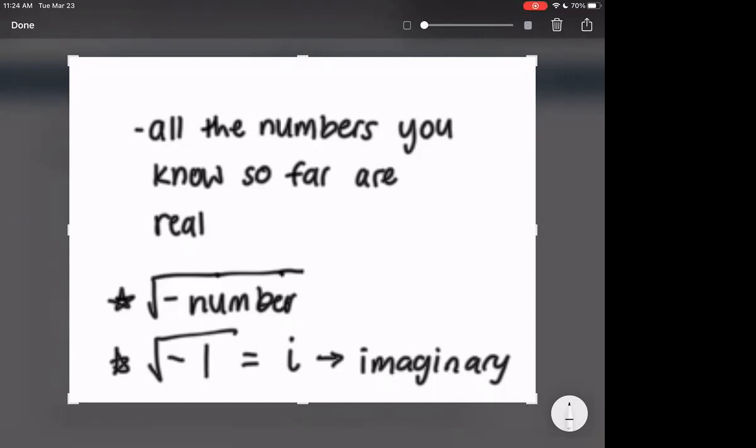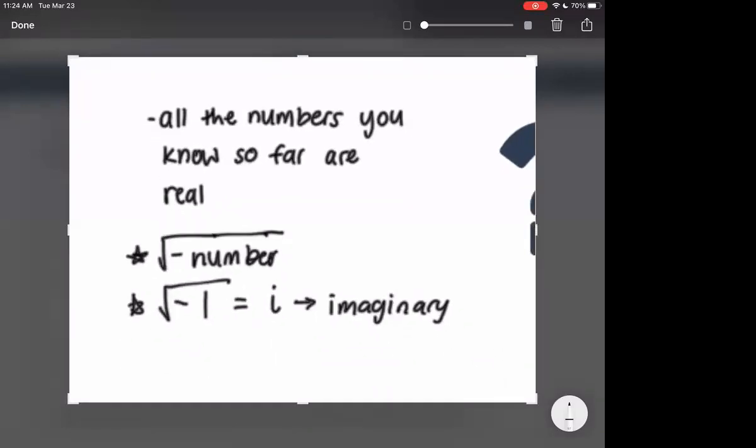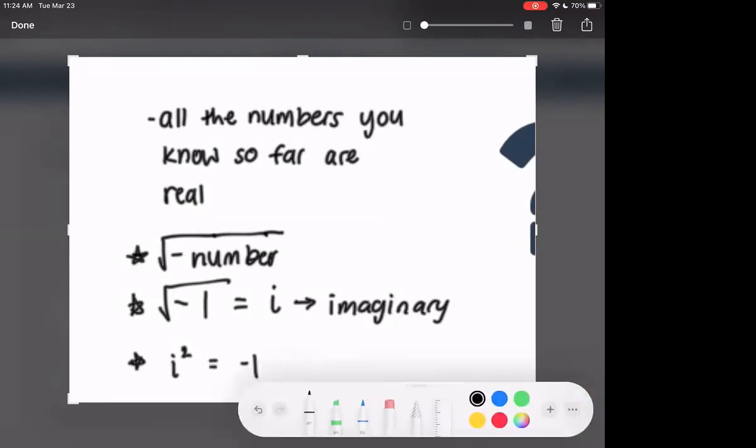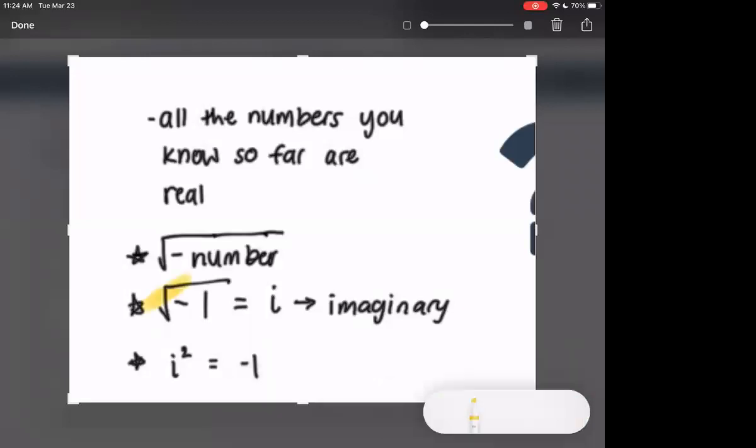So if the square root of -1 is i, that also means that i squared is -1. These are the important bits that you need to know: the square root of -1 is i, and i squared is -1. So keep that in mind. Now let me zoom out. Actually, before I zoom out, are there any questions?